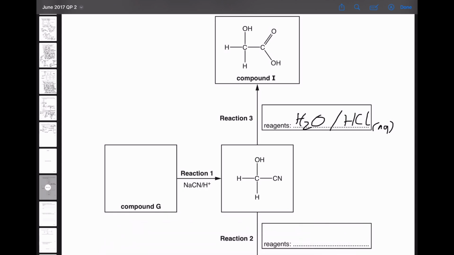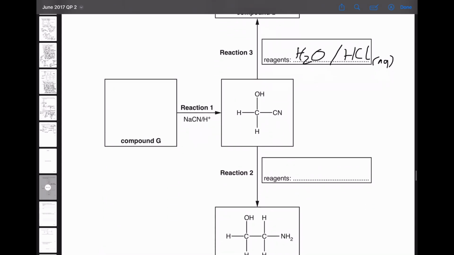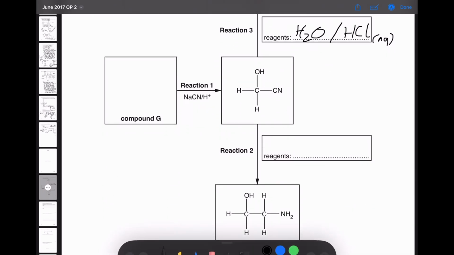So next molecule, reaction 1. So this time we're going into the hydroxynitrile group, and we're adding sodium cyanide. So we're adding this group here, and we're also adding H plus ions.